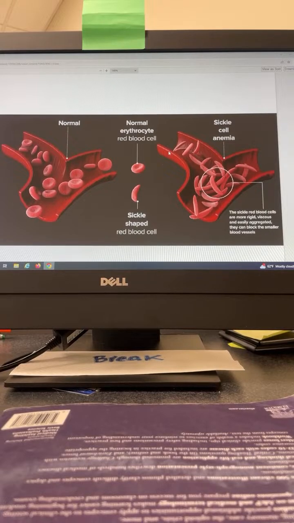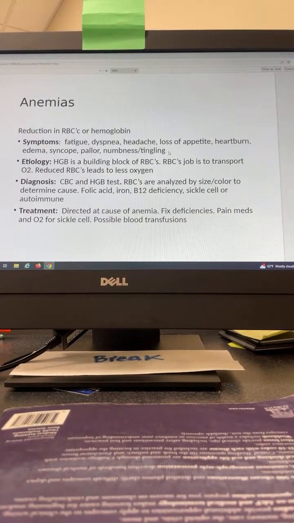So when these patients have what they call a sickle cell crisis, they go to the emergency room in extreme pain. You give them pain meds and oxygen, and it helps to clear out the sickle cells. It's not curable, but you can treat the symptoms. A sickle cell crisis can be triggered by different stressful events.